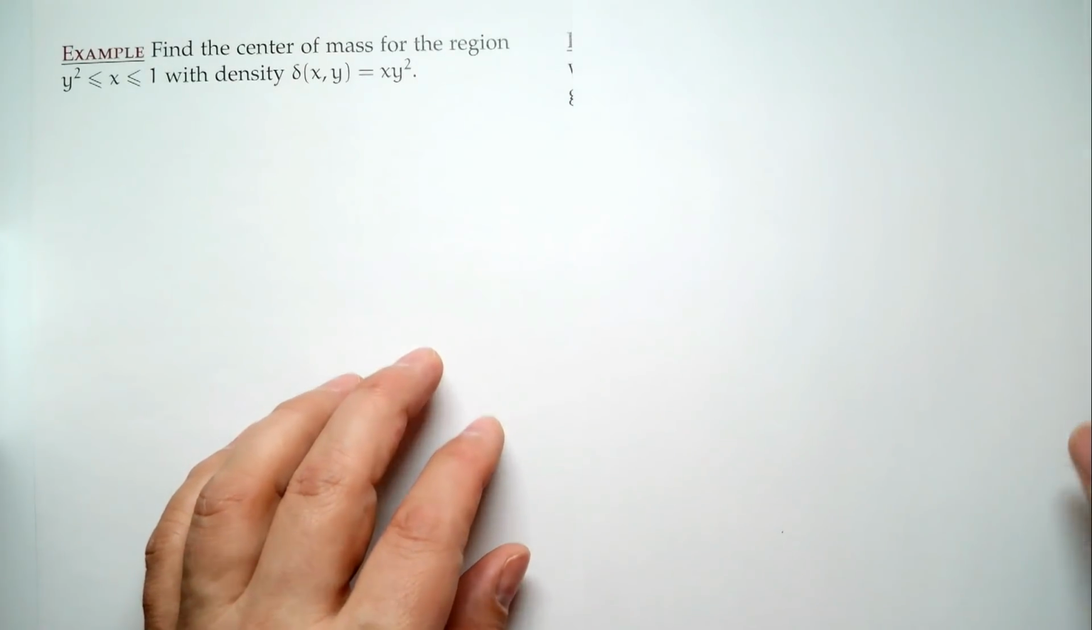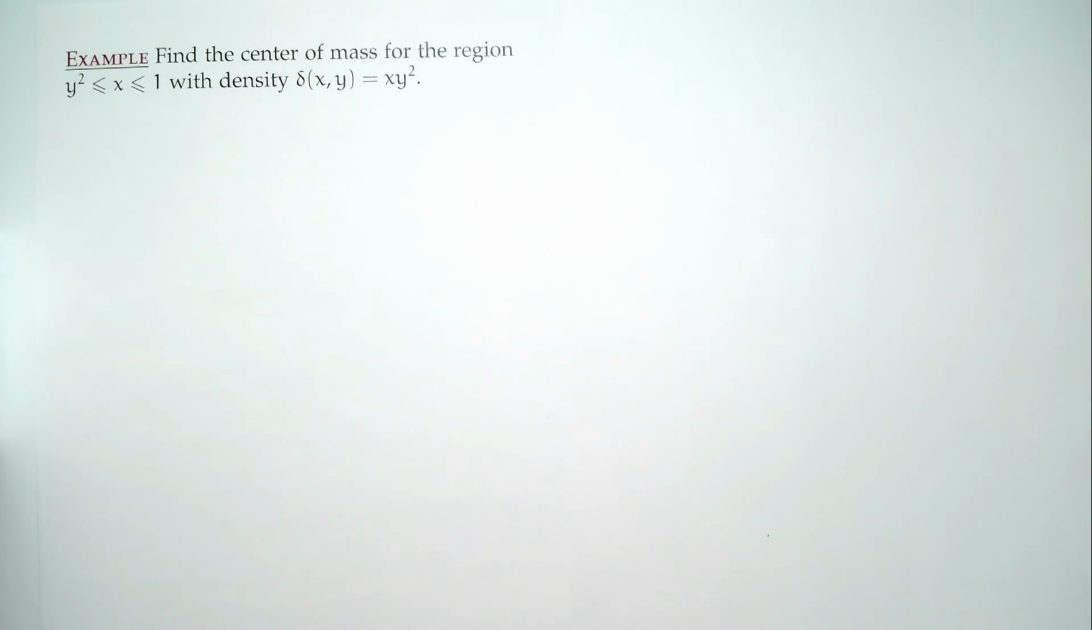Okay, well, let's try another problem. Find the center of mass for the region y squared less than or equal to x less than or equal to 1, where the density function delta of x, y equals x y squared. Now, this looks a little familiar, as if we've seen a problem somewhat like this before. Have we seen a problem like this before?